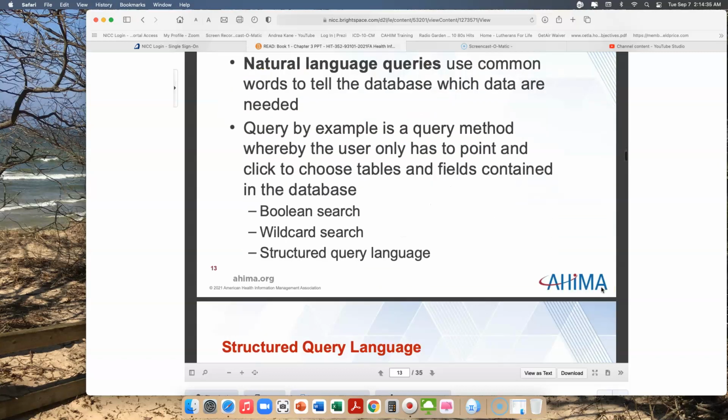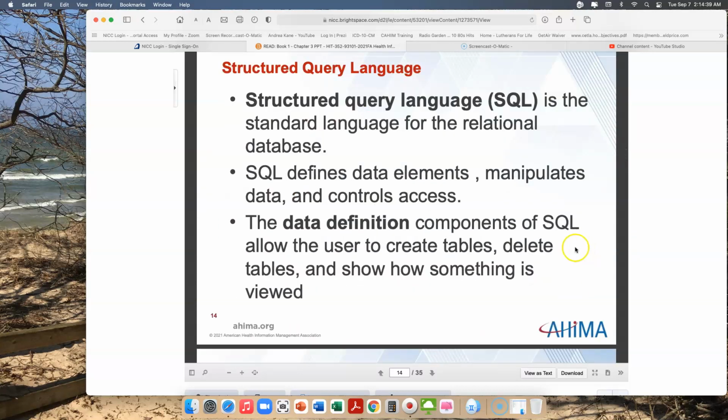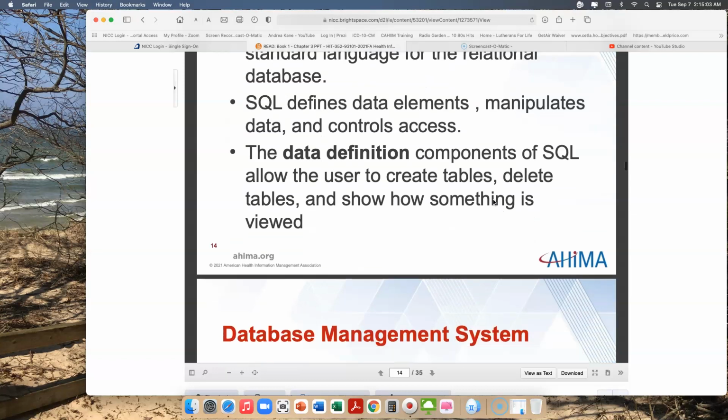Okay, so next slide. SQL, also known as Squirrel, at least to some of us. It's really more SQL, but we used to joke it was Squirrel because it's letters. It's the standard language for the relational database. SQL defines data elements, manipulates data, and controls access. The data definition components of SQL allow the user to create tables, delete tables, and show how something is viewed.